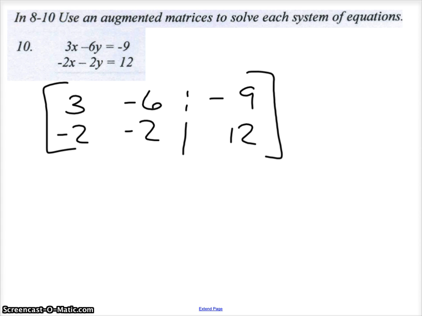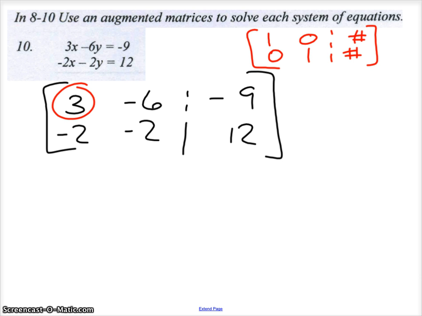Our goal is to make a matrix that has a 1, a 0, a 0, and a 1 with the line and then numbers over here. Those two numbers will end up being our solution. So the first thing we want to do is make this top number a 1. To do that, I'm going to multiply the top row by the reciprocal of 3, which is 1/3. So I'm going to do 1/3 times the first row. I'm going to leave the second row completely as it is.